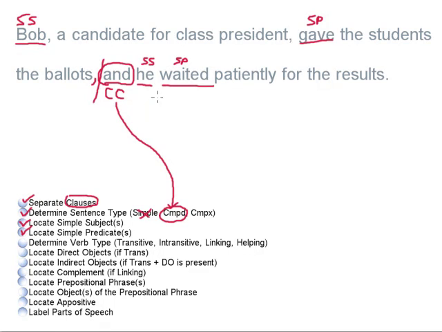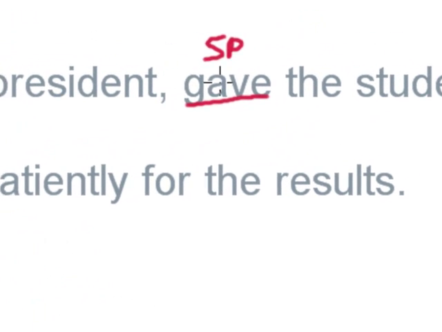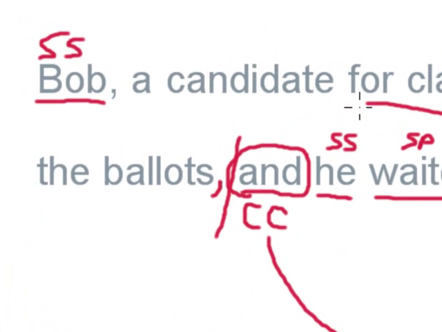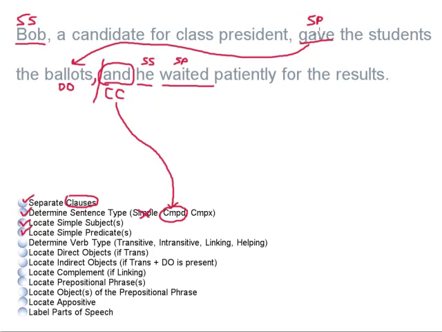Determine the verb type. Now I have to find out what kind of verb gave is and what kind of verb waited is. I have transitive, intransitive, linking, and helping as my options. So, gave. Gave what? If it can answer gave what or gave who, then we have a transitive verb with a direct object. Gave what? What was given? The ballots were given. This verb has a direct object. This is the direct object of the simple predicate gave. So since it has a direct object, gave is transitive. Easy enough.